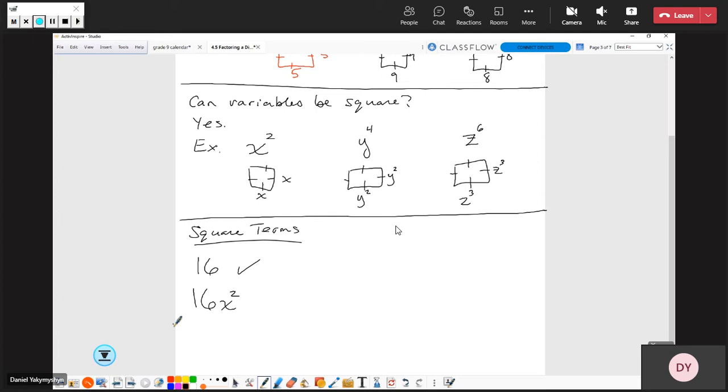Now, how do we know that for sure? Well, what my brain does, my brain looks at the 16. I go, okay, is 16 square? Yes, we just said that. Okay. And is x squared square? Well, yes, we know that from up here. So them combined should kind of give us a square term.